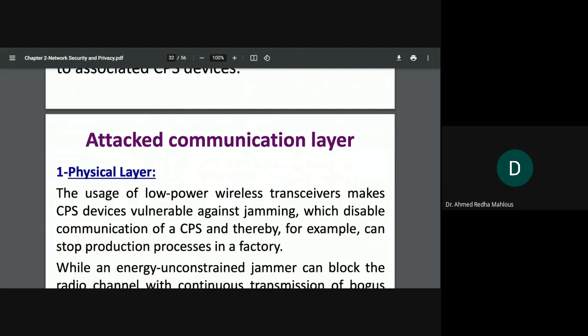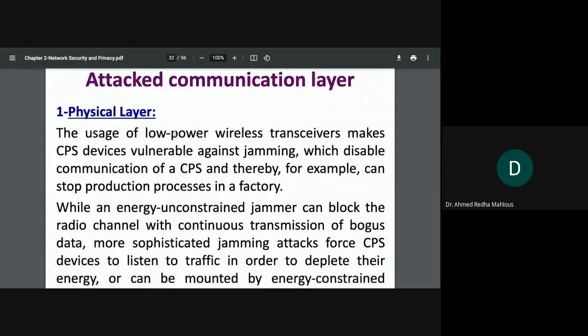As we mentioned for the attacks on the communication layer, because everything is related to communication, we talk about the physical layer. What types of threats or attacks can there be at this level? If you remember, we said that we have low power wireless devices that exchange messages through wireless signals. That means we are using wireless communication, and wireless communication is prone to the jamming attack.